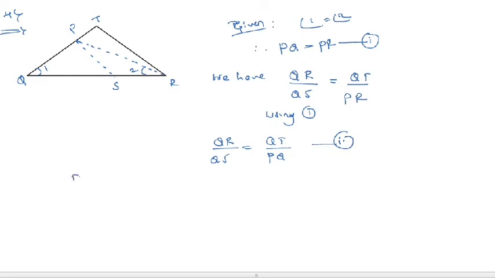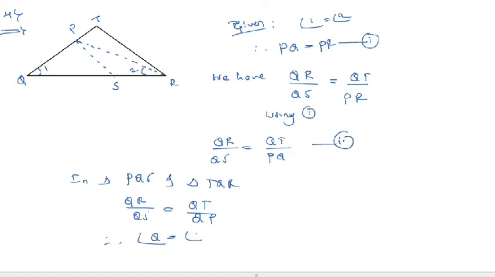In triangle PQS and triangle TQR, QR by QS is equal to QT by QP, and angle Q is equal to angle Q. Hence, triangle PQS is similar to triangle TQR. It is according to SAS criteria.